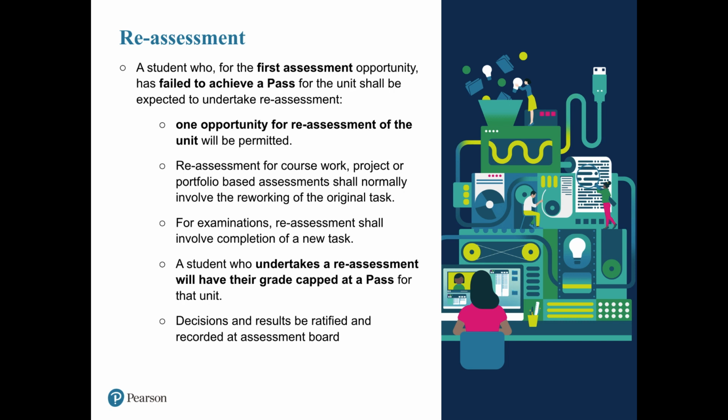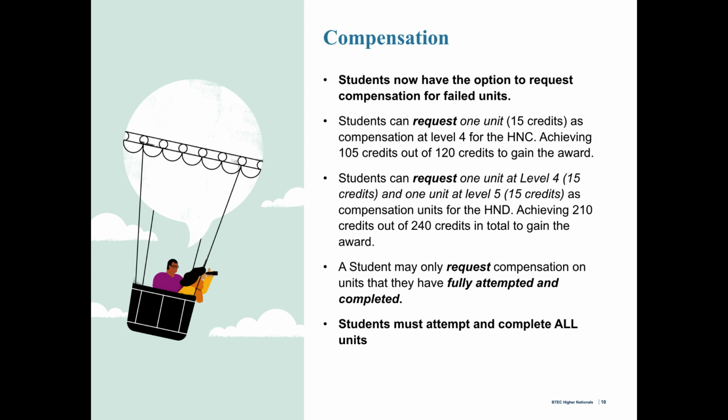Similarly, if a student fails that reassessment, they may be offered the opportunity to retake the unit in full. Another new development is the introduction of compensation. This allows a student to request compensation for failed units at level 4 and level 5 up to 15 credits at each of those levels. This does mean it's possible to achieve the Higher National Certificate on 105 credits rather than 120, and it's possible to achieve the HND, the Higher National Diploma, on 210 credits rather than 240.